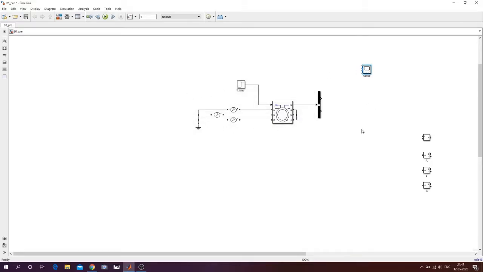So it is done. To measure the phase voltage, we have a voltage measurement. The positive is connected to the phase and the negative is connected to the ground. Positive is connected to the line and the negative is connected to the ground. So this will give me the phase voltage. And for current, I will be connecting one over here.